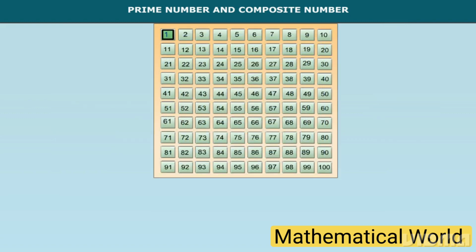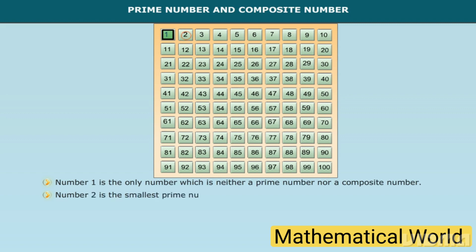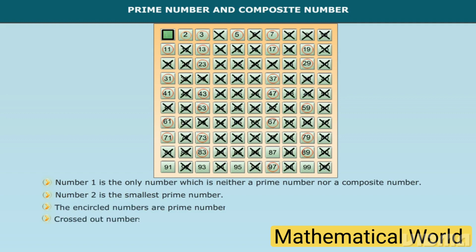Let us know prime and composite numbers from 1 to 100. Number 1 is the only number which is neither a prime number nor a composite number. Number 2 is the smallest prime number. The encircled numbers are prime numbers. The crossed out numbers are composite numbers. Hence, there are 25 prime numbers and 74 composite numbers from 1 to 100.